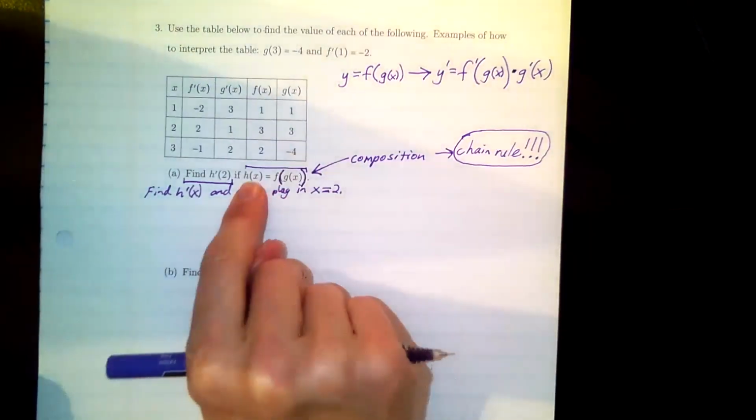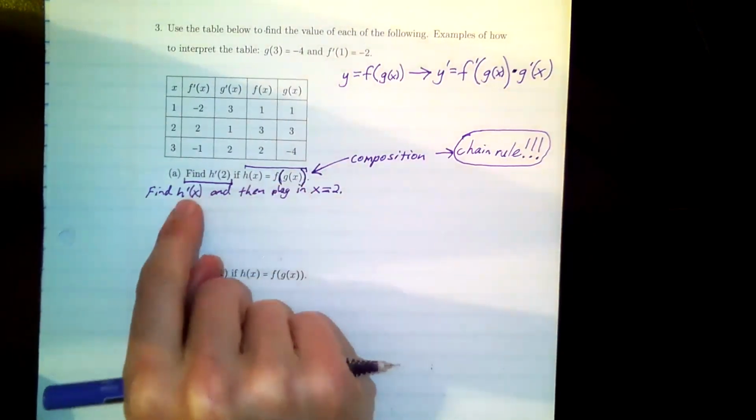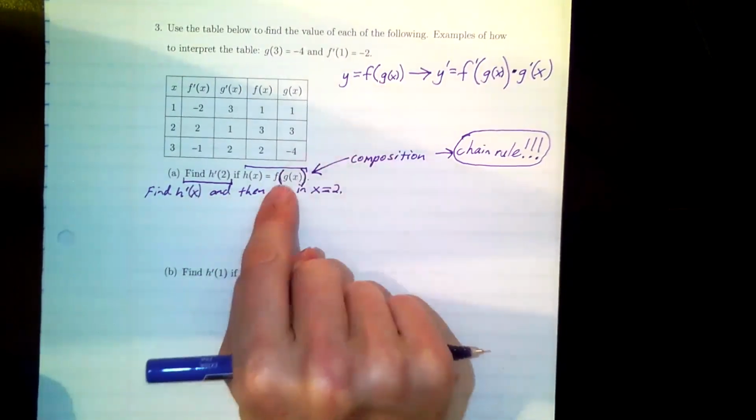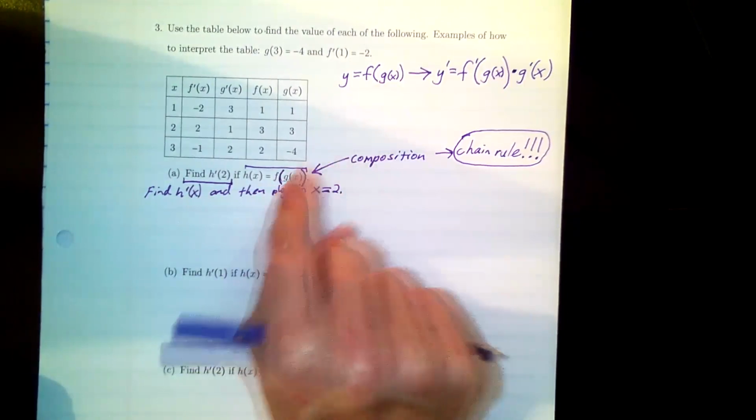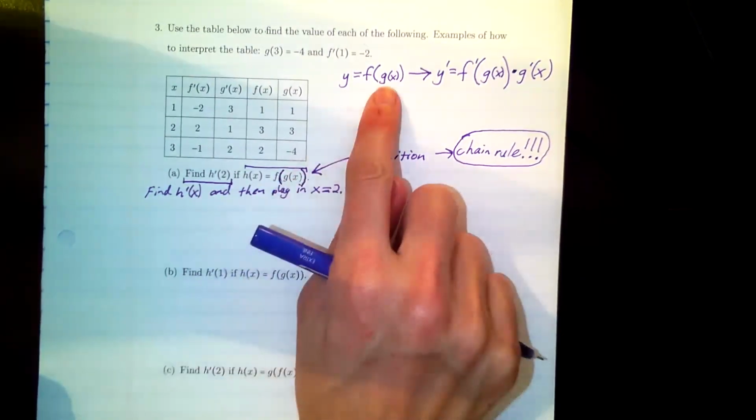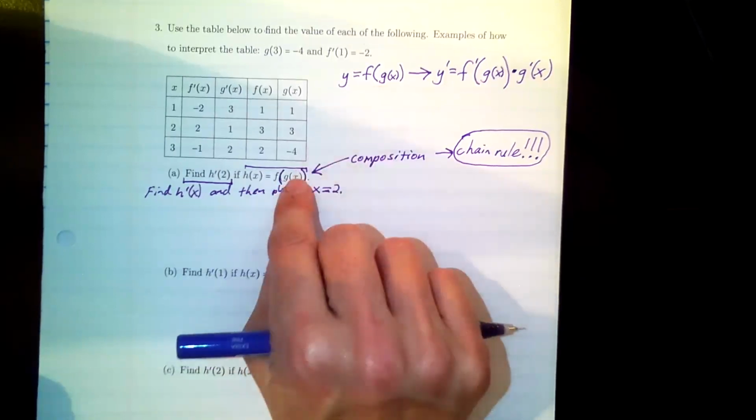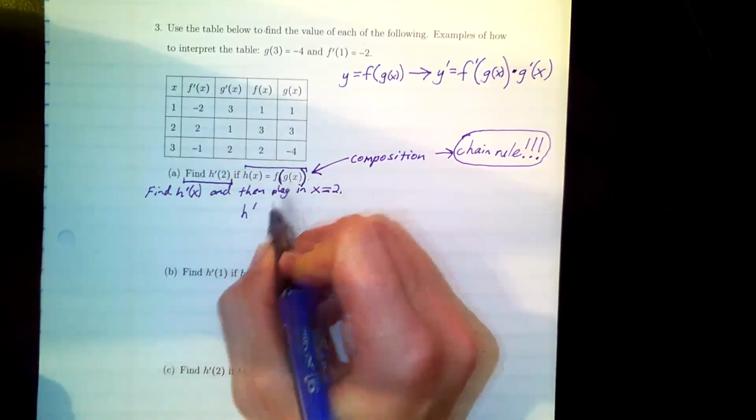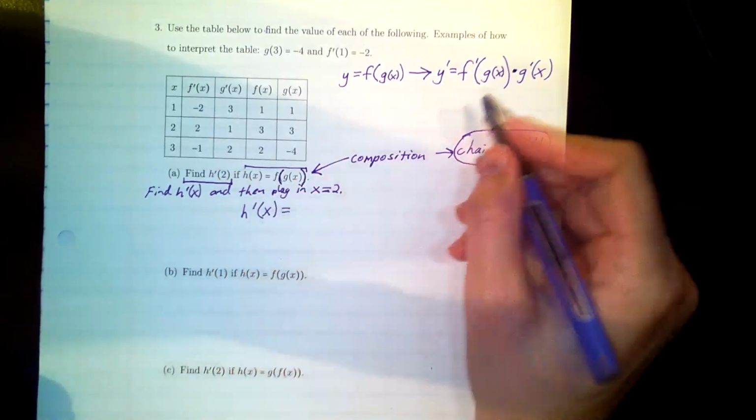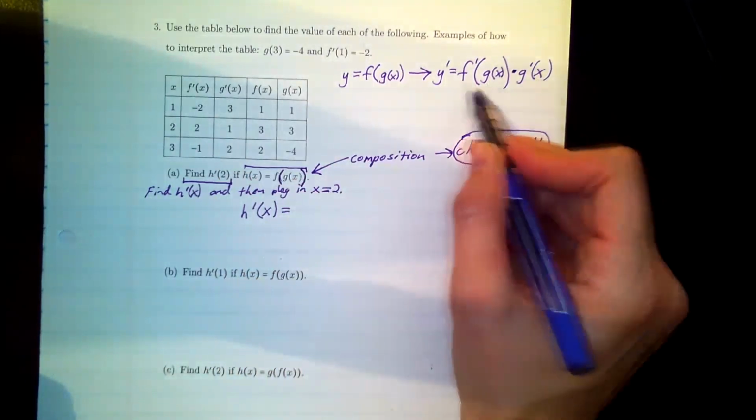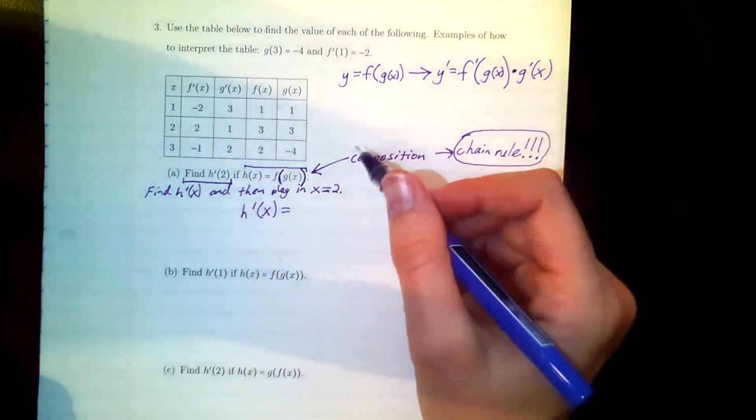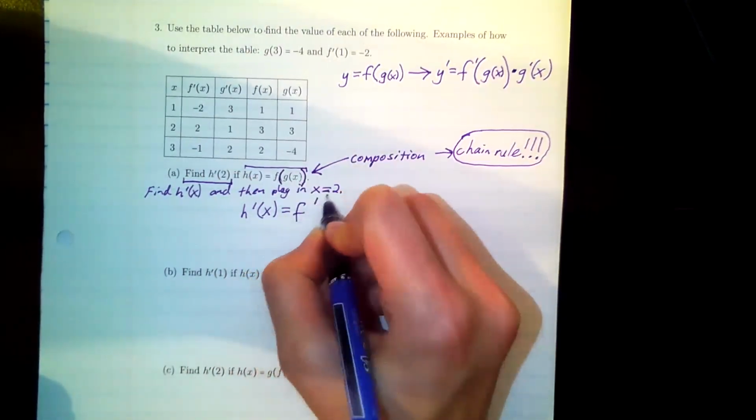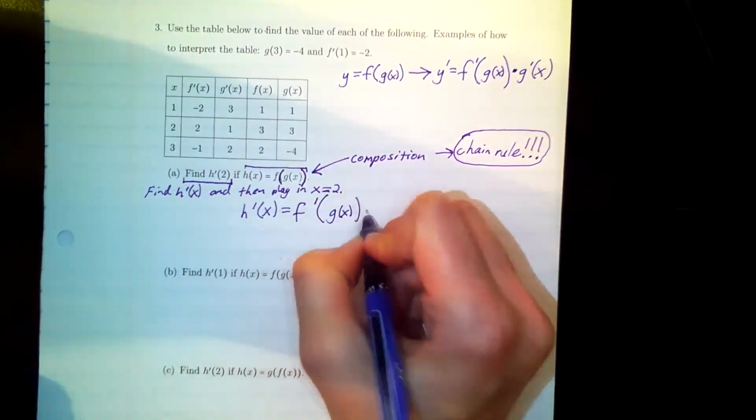So if this is my h, and I'm supposed to be taking the derivative of it and plugging in 2, we go, okay, my h looks an awful lot like my chain rule formula, f of g of x. This is exactly what my function looks like. So how do I know what h prime of x is? Well, since I don't know what f and g are, all I can say is that h prime is the formula. So we copy the formula down. H prime is f prime of g of x times g prime of x.